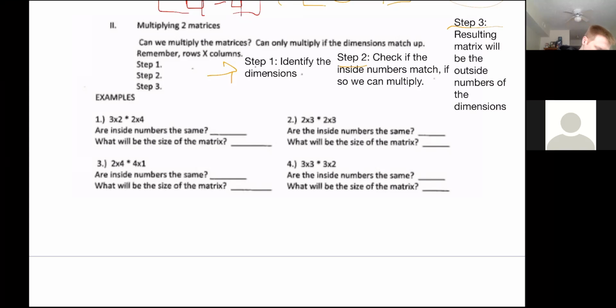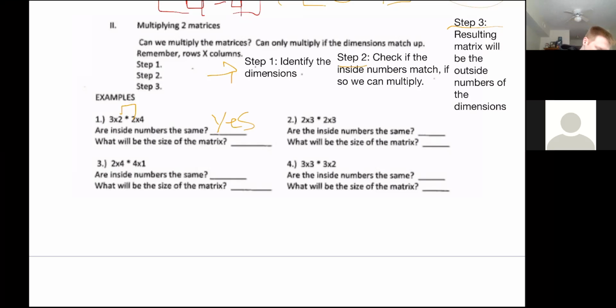The first thing you always want to do is check the inside numbers. So we have 2 and 2. Are the inside numbers the same? Yes. What that means is we would be able to multiply if we had a 3 row, 2 column matrix and a 2 row, 4 column matrix.